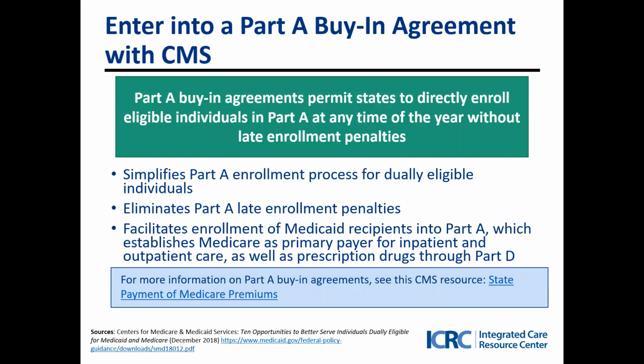Another action that states can take to improve quality and coordination of care for dually eligible individuals is to enter into a Part A buy-in agreement with CMS. Part A buy-in agreements permit states to directly enroll QMB eligible individuals into Part A at any time of the year without late enrollment penalties, because the state is responsible for paying Part A premiums for these individuals. The avoidance of late enrollment penalties results in direct cost avoidance for the state.